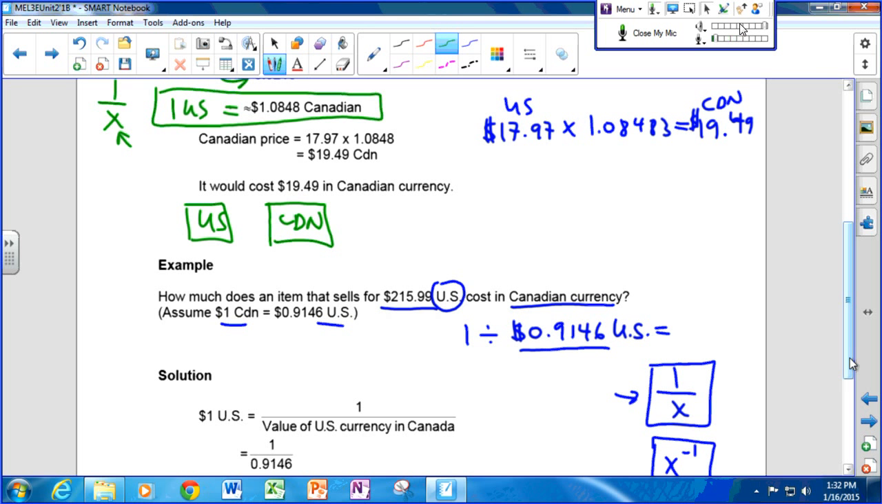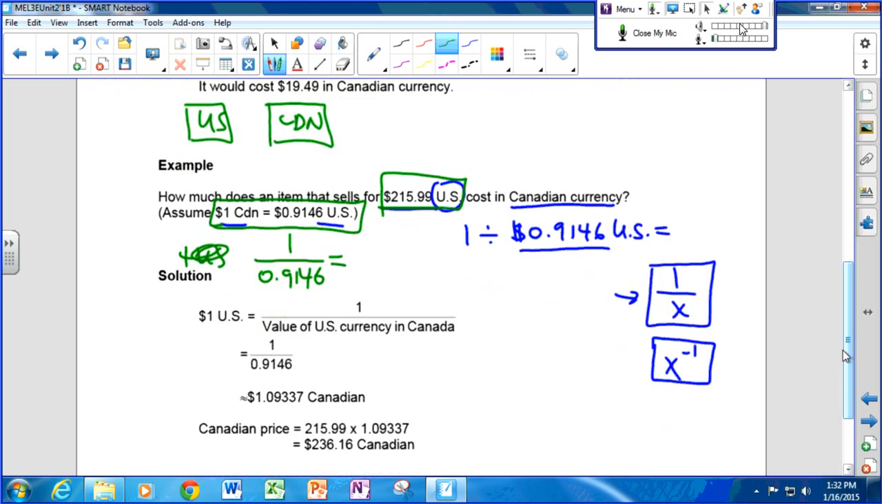So here's an example where they're asking how much an item that sells for a given amount in US dollars costs in Canadian currency. They're giving you the 1 Canadian equals US. So all you can do is 1 divided by 0.9146, and that's basically going to be 1 US. We can work that out: 1.09337. So then we can write 1 US equals 1.09337 Canadian.